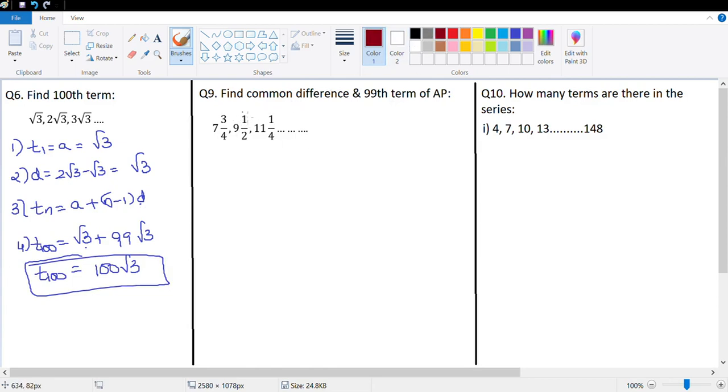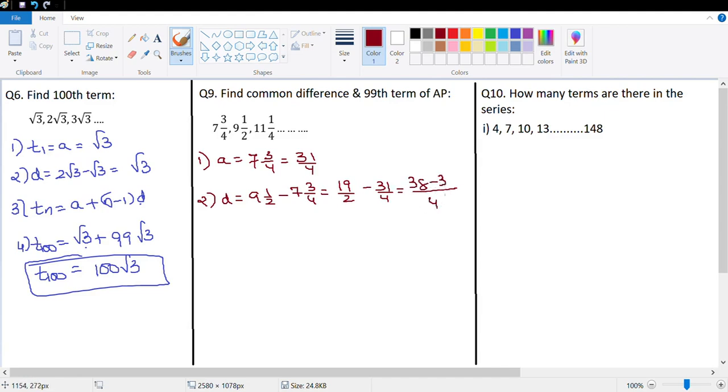Next, question number 9. It says find the common difference and 99th term of the AP. So here A is equal to 7 3 by 4, which is 28 plus 3, 31 upon 4. D is equal to 9 1 by 2 minus 7 3 by 4, and that's 18 plus 1, 19 upon 2, minus 31 upon 4. Let's take the LCM. The LCM will be 4, so 19 into 2, that's 38 minus 31 upon 4. Therefore D is equal to 7 upon 4, which can also be written as 1 3 upon 4.